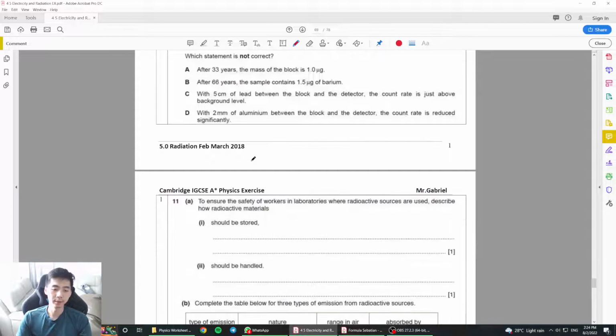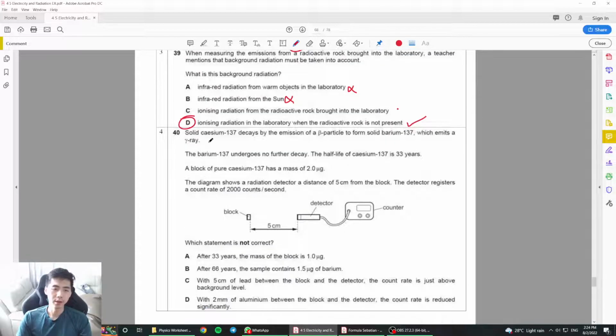And finally, for the ABC part, solid cesium-137 decays by emission of beta particles to form barium-137, which emits gamma rays. The barium-137 undergoes no further decay. The half-life of cesium-137 is 33 years. This is the half-life. A block of pure cesium-137 has a mass of 2 micrograms.